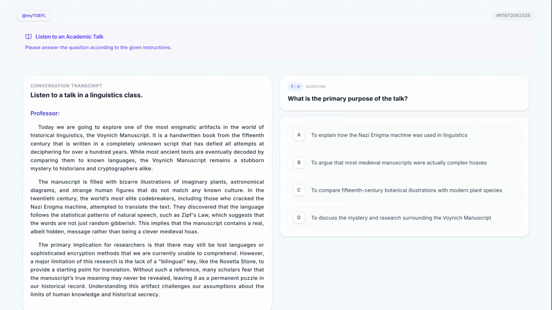Welcome everyone. In today's session, we are mastering the academic talk listening task, a core component of the TOEFL LIT. We'll analyze a university lecture step by step, focusing on how to distinguish the main thesis from supporting details and logical transitions.